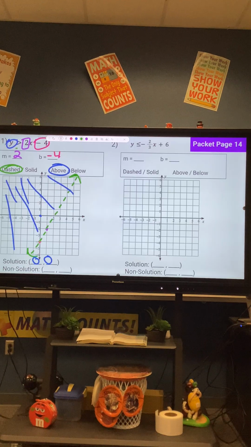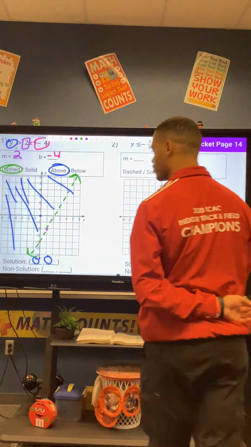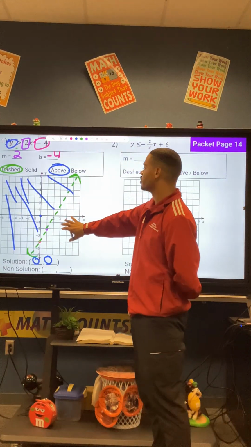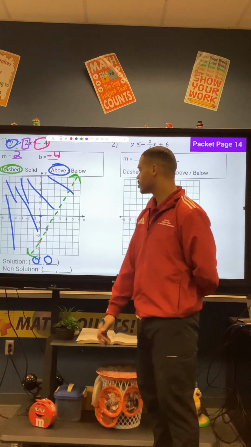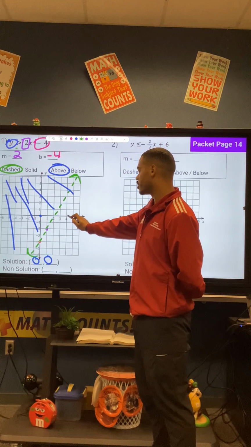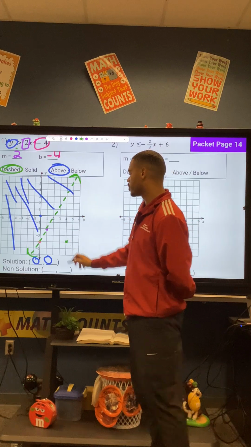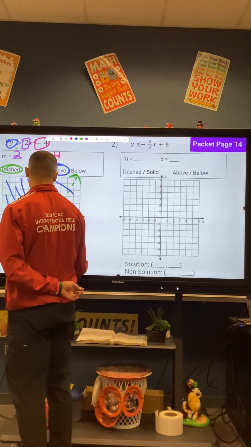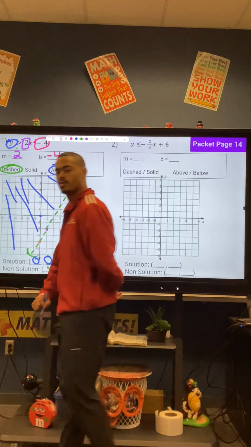Cool. What's a non-solution? So what's something that's not shaded? What's a point that's not in the shaded area? It could be anything on this part. We can do 4 and -4 like you said.